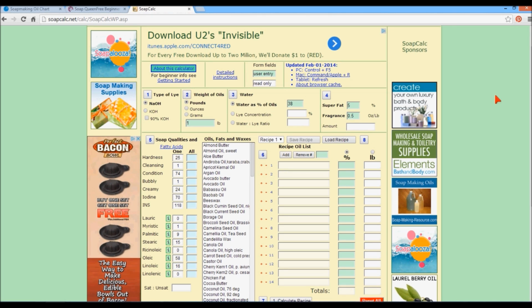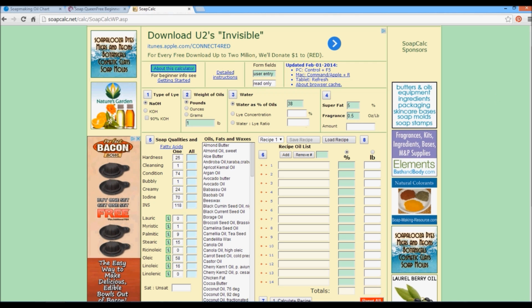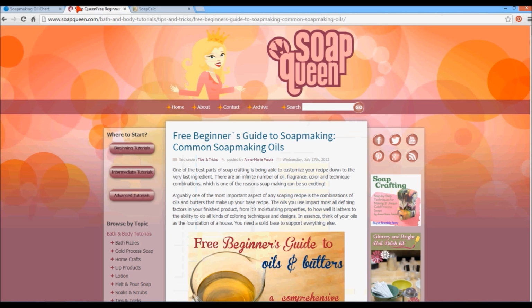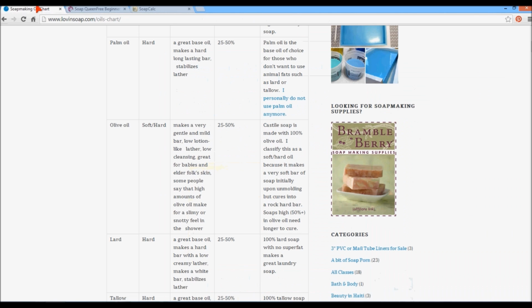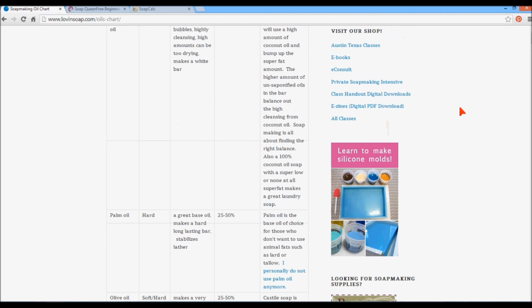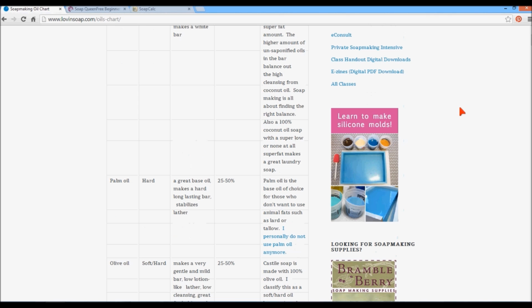Before you can use Soap Calc, you will need to understand some basic properties of soap oils. And you can get a beginner's guide to soap making oils on Soap Queen or on Love and Soap. And this is essential to understanding what goes into your soap and why you're using it. I know that the links up here aren't very clear, so I will post them down in the description box.